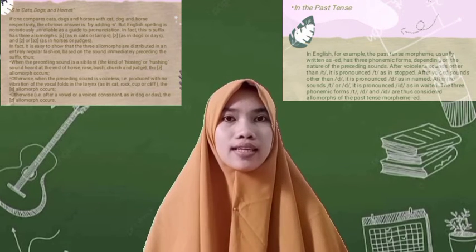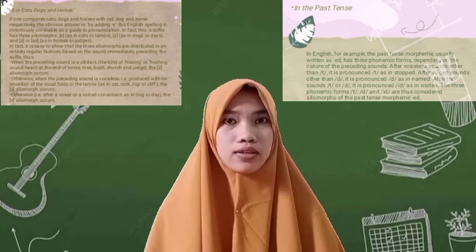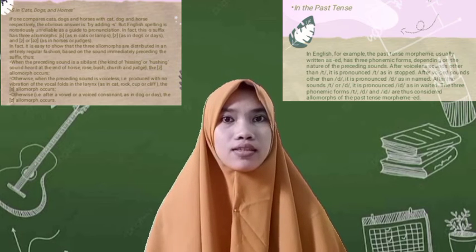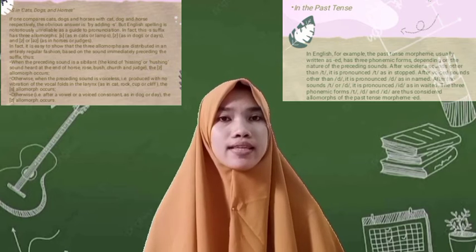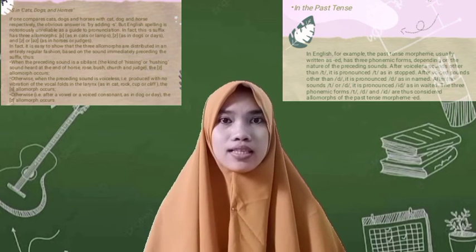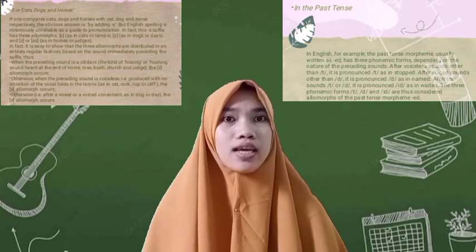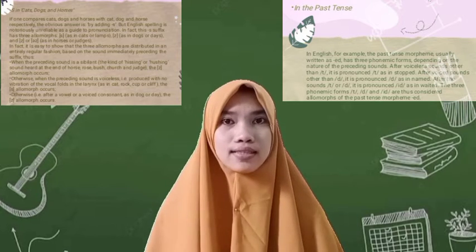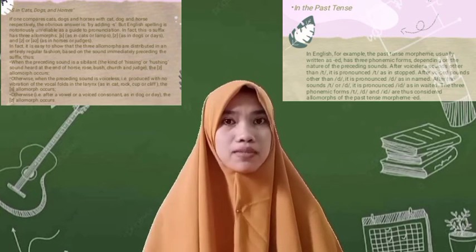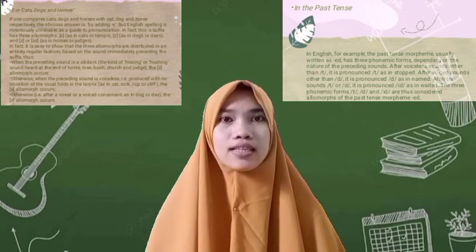And the second one, as in cats, dogs, and horses. If one compares cats, dogs, and horses with cat, dog, and horse, respectively, the obvious answer is by adding s, but English spelling is notoriously unreliable as a gauge to pronunciation. In fact, this s suffix has three allomorphs: S as in cats or lambs, Z as in dogs or days, and IZ as in horses or judges.